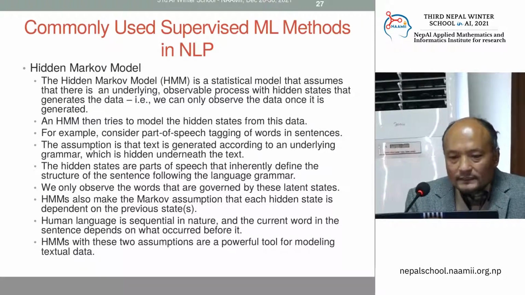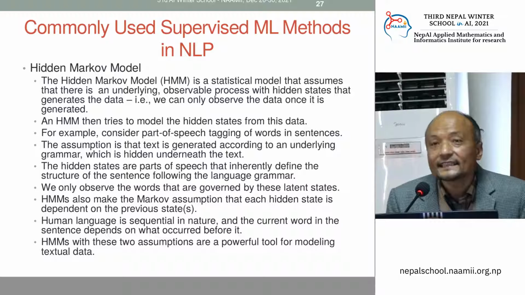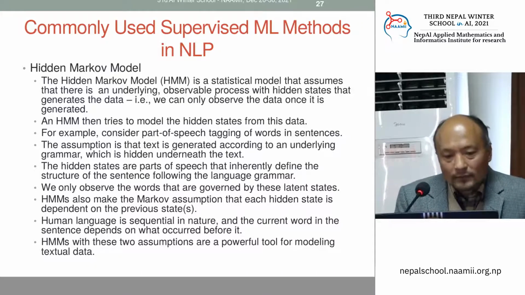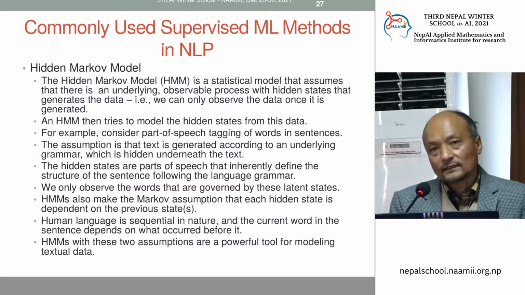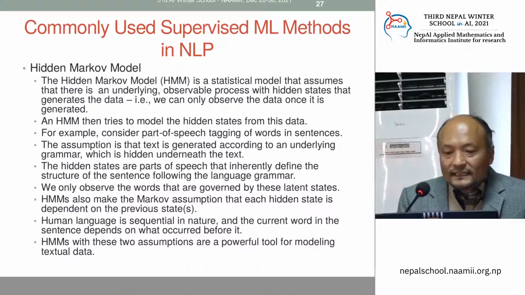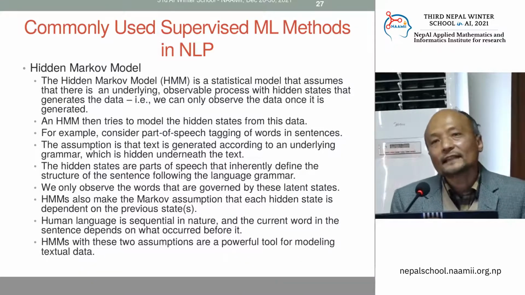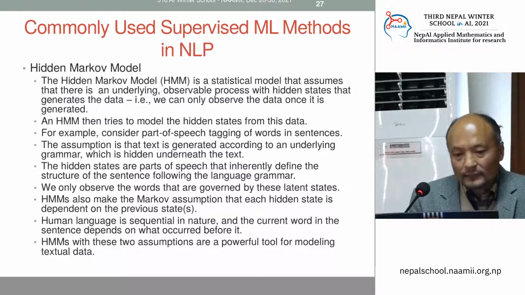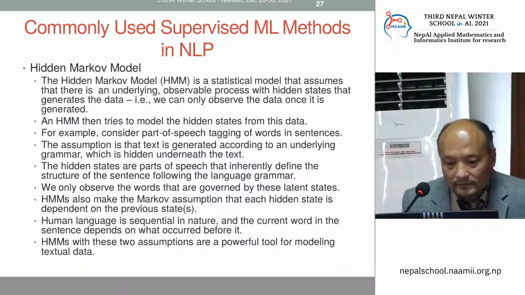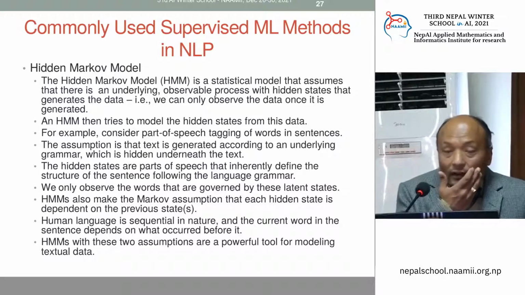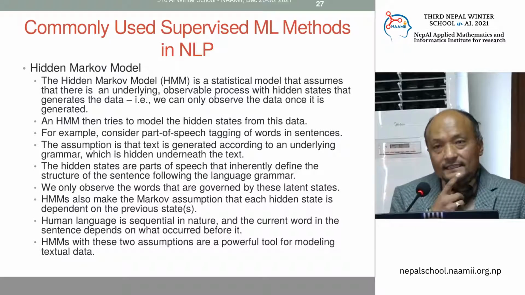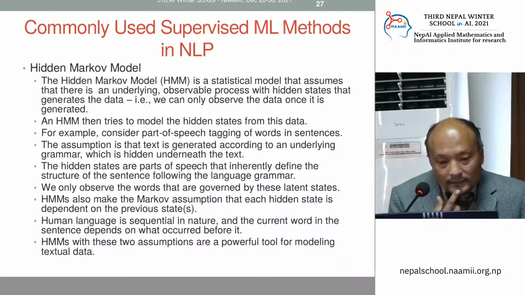So consider parts of speech tagging of words in sentences. The assumption is that the text is generated according to an underlying grammar. We have an underlying grammar for that language, which is hidden underneath the text. The hidden states are parts of speech that inherently define the structure of the sentences following the language grammar. And we only observe the words that are governed by these latent states. And HMMs also make the Markov assumption that each hidden state is dependent on the previous states.